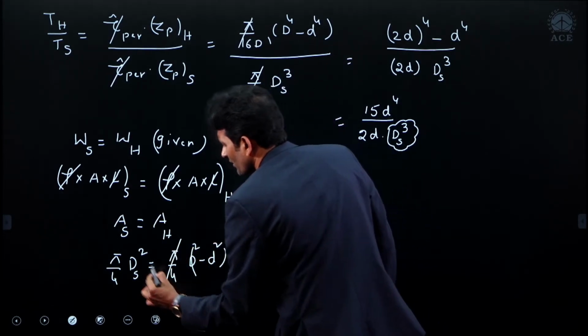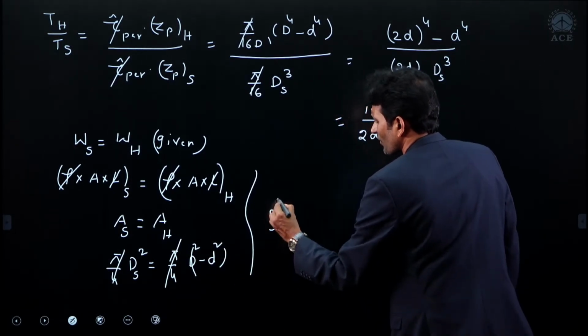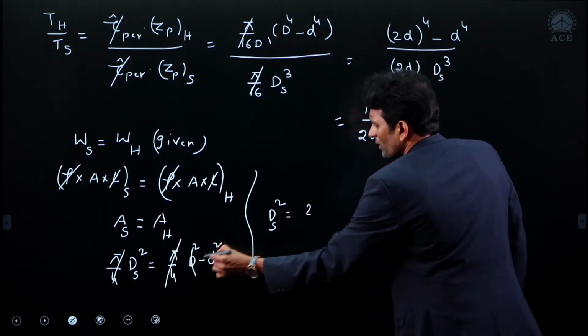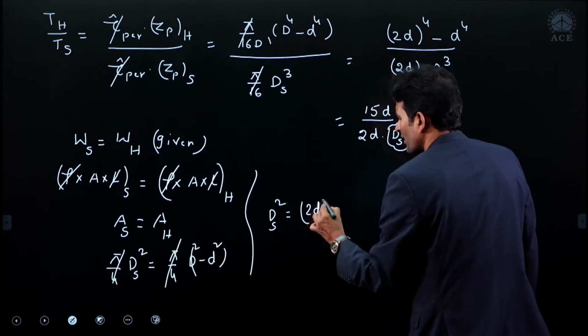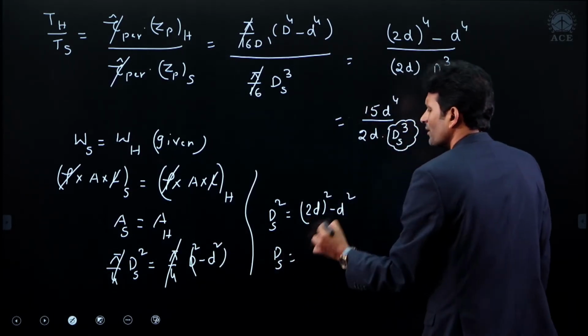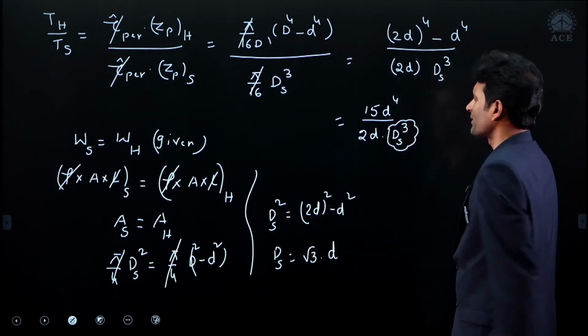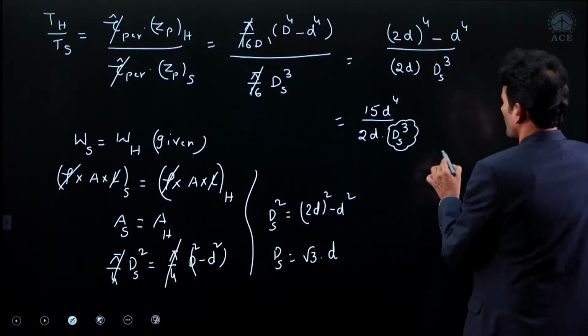Is it right or not? This one is getting cancelled. Simplify this: ds square equals, in place of capital D, I am taking 2d, so 2d square minus d square. ds equals what do we get? √3 d. That's it. Ready.